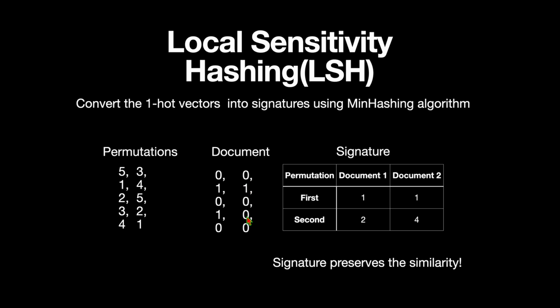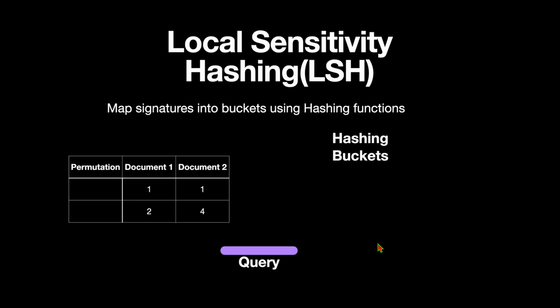Similarly, we continue for whatever number of documents we may have, and we can choose a few permutations and create this signature matrix. The beauty of this signature matrix is that it preserves the similarity of these documents. So if document 1 and 2 are very similar, the same signature will be found in this matrix. And that's why it's called the signature matrix.